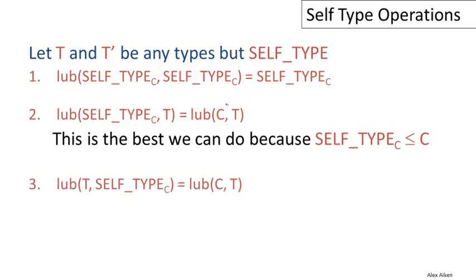And least upper bound is a symmetric operation, so if I reverse these two arguments, the answer is the same. And finally, if self-type is not one of the arguments to the least upper bound, then we just do what we did before. The least upper bound definition has not changed for class names, for type names other than self-type.